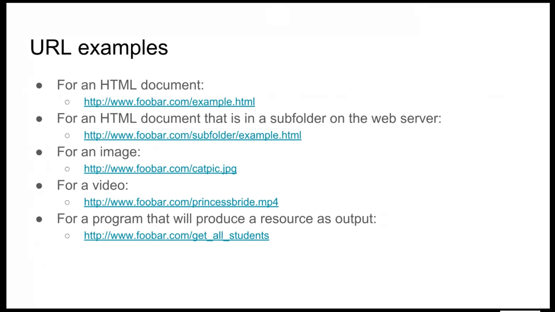Everything's the same, except that once it hits the server, www.foobar.com, it has to find another folder called subfolder. I got really creative in naming this. And inside that folder called subfolder, that's where you'll find the actual resource, example.html. It's just a text document titled example.html. Now you look at the idea of finding a resource that's an image.